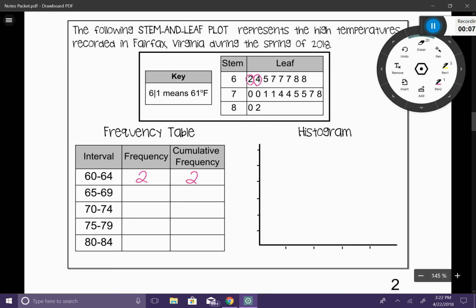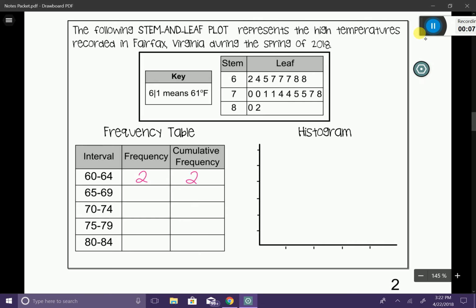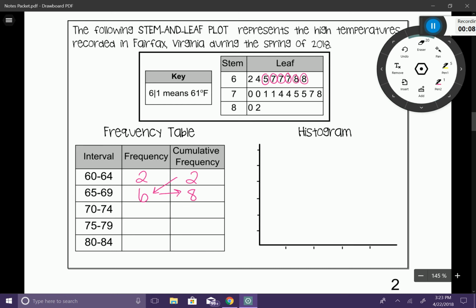Okay, I'm going to go ahead and erase this. My next interval that I'm given is 65 to 69. So I have 65, and then 67, 67, 67, 68, 68, and I don't have any 69s, but I do have a 70, but 70 is too much. So this is all that's going to be within this interval. So 1, 2, 3, 4, 5, 6. So 6 is my frequency in that interval. And if I do my cumulative frequency, if I add this, 2 plus 6 is going to give me 8. All right, let's go to the next interval now.